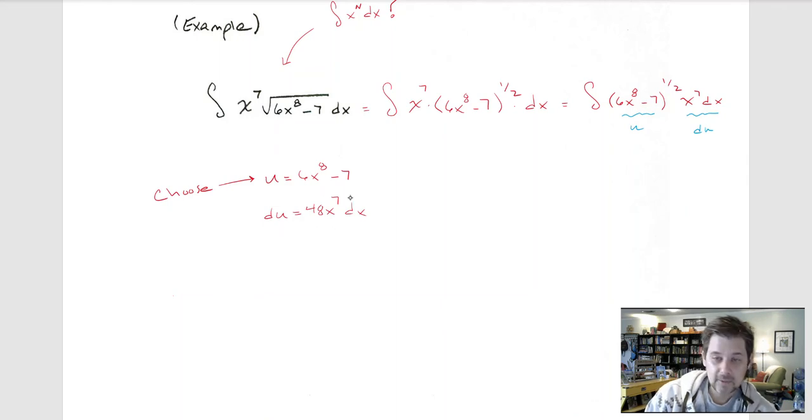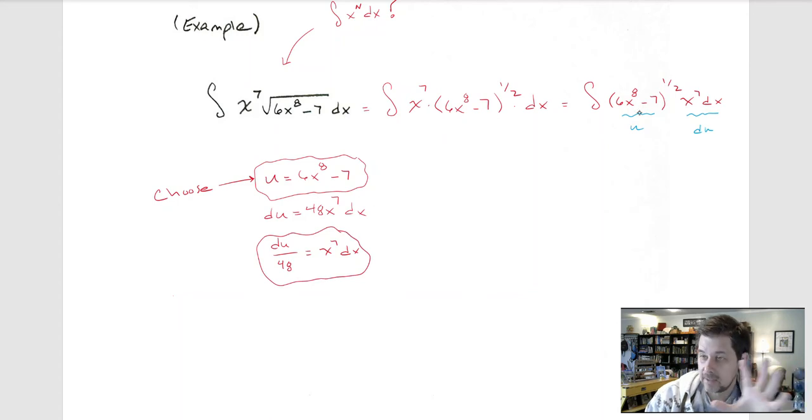Remember, you can treat this as an equation. You can divide both sides by 48. So I'll use du over 48, okay? Divide both sides by 48, and I'll get x to the 7th power dx. Now, both of these fit up there. Both of these have a place to put. Substitution. We substitute what we see for something different. That makes it simpler, all right?